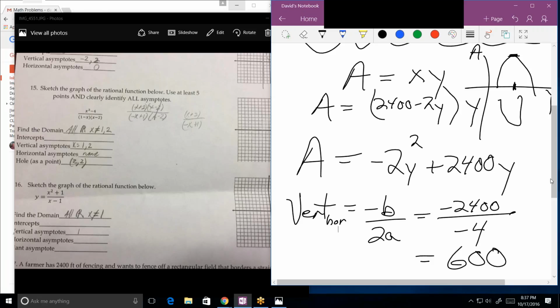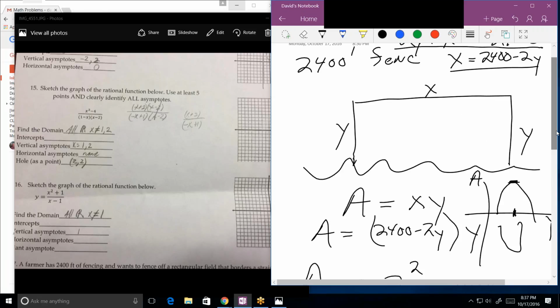Now if we go back and look at our picture, let's see if that makes sense. If that's 600, and that's 600, then this has to be 1,200 if they total 2,400, right? That is the proper dimensions that will always maximize that three-sided rectangle. It doesn't matter whether you're up against a river or a building. As long as you only have three sides, the length dimension is always going to be twice the height.